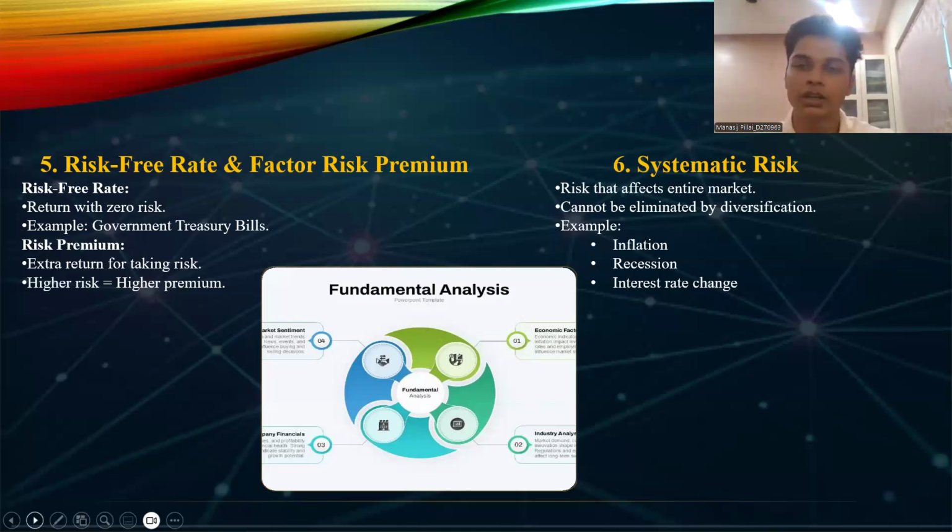Going on to the 6th point, that is systematic risk. Systematic risk is a risk that affects the entire market or economy, not just an individual firm. Examples are inflation spikes, recessions, monetary policy changes, geopolitical shocks.